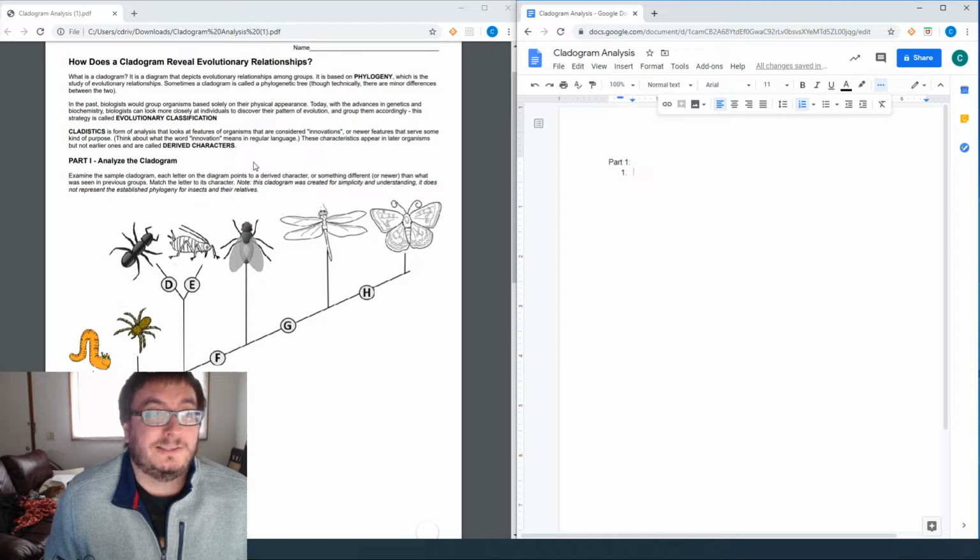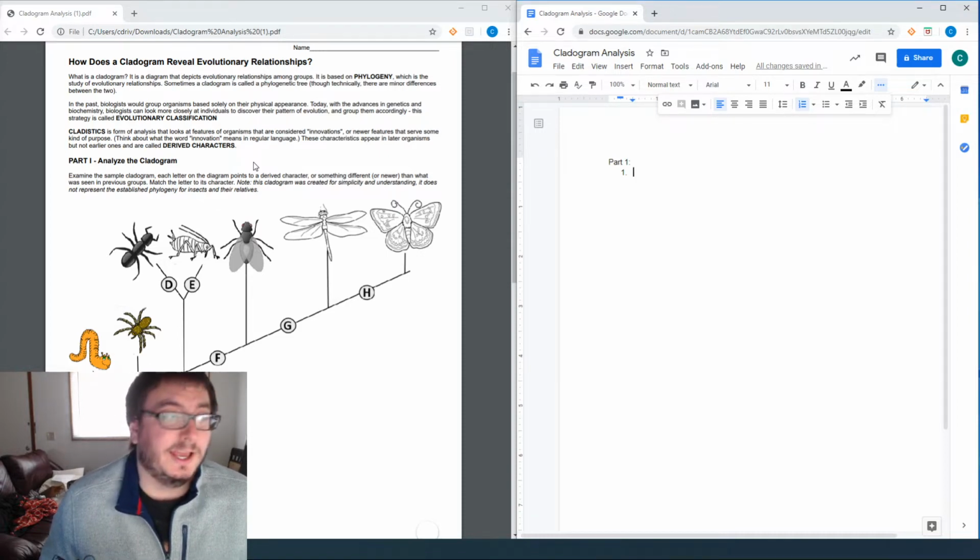But today, with advances in genetics and biochemistry, biologists can look more closely at individuals to discover the pattern of evolution. So, for instance, if two organisms have more closely identical genes or more closely related genetic sequences, then scientists can infer that those two are probably pretty closely related. And then they group them based on those relationships that they find from the genetic information. So this strategy is called evolutionary classification.